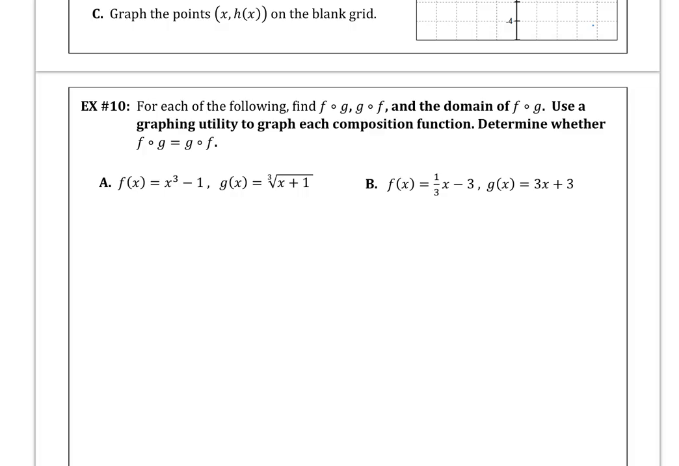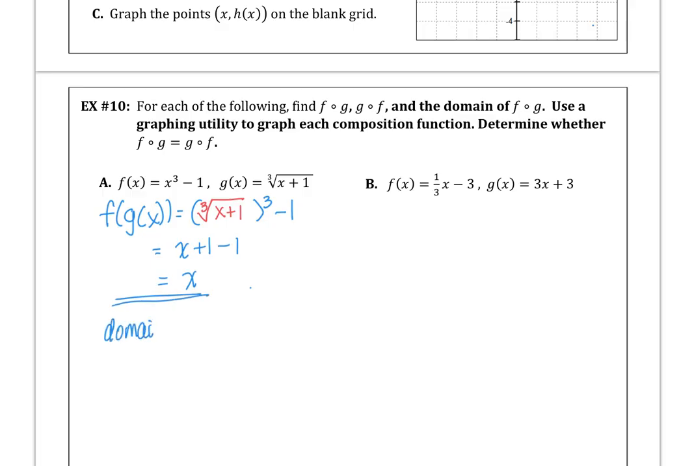F of g of x. F is x cubed minus 1, and we're substituting the cube root of x plus 1. So in this case, when you cube a cube root, you get x plus 1 minus 1, so we have x. The domain of the f of g of x is all reals. Y equals x has the domain of all reals.